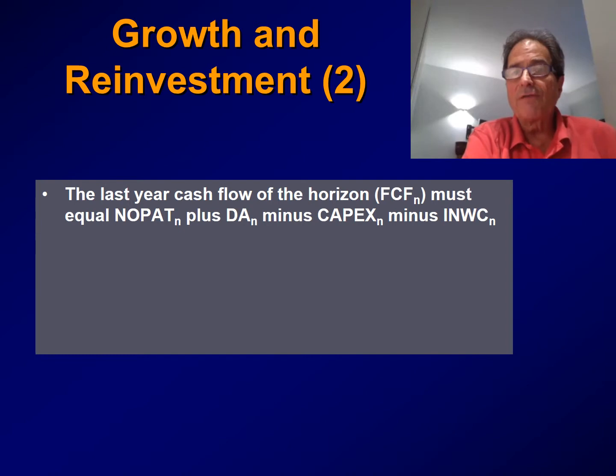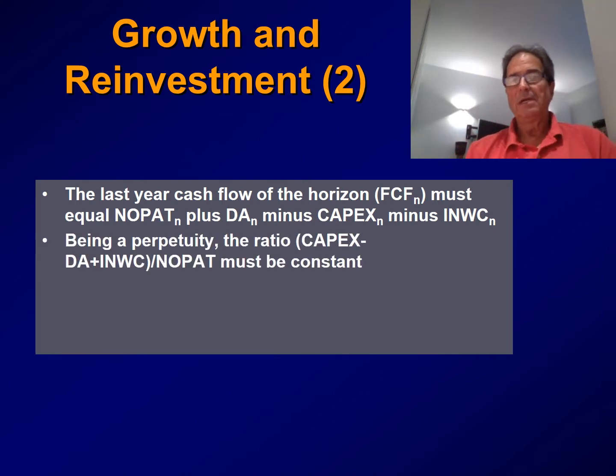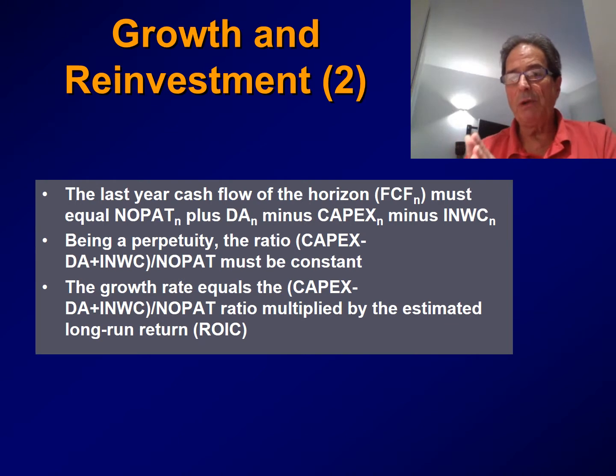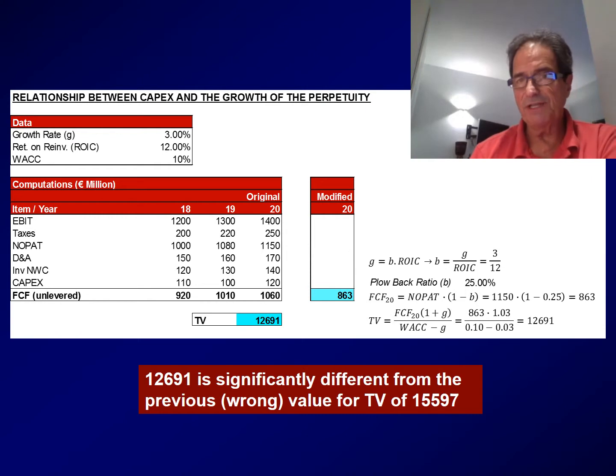The last cash flow of the horizon must be equal to NOPAT plus depreciation minus capex minus the investment in working capital. Being a perpetuity, the ratio to invest, meaning capex minus depreciation plus investment in working capital, divided by NOPAT, must be constant. The growth rate will be equal to this constant, the plowback ratio, multiplied by the estimated long-run return on invested capital, ROIC, as we said before.